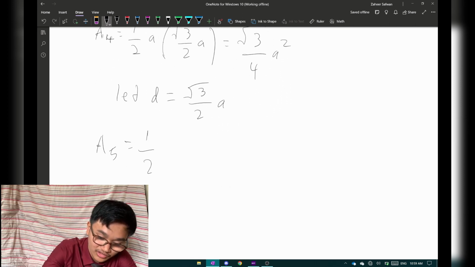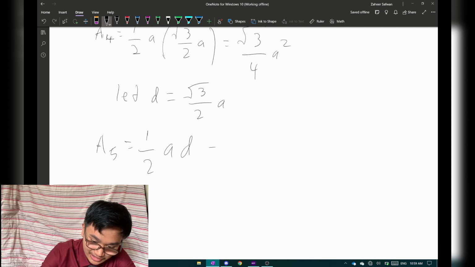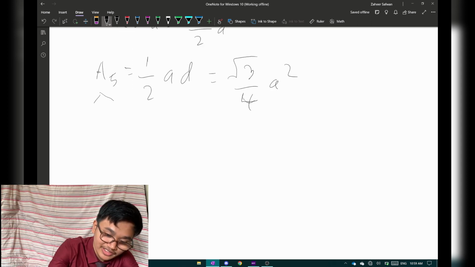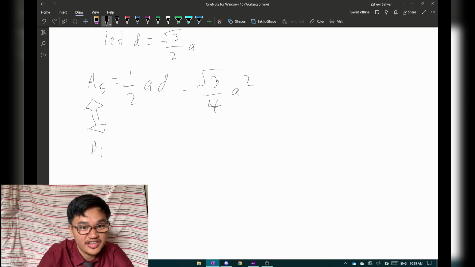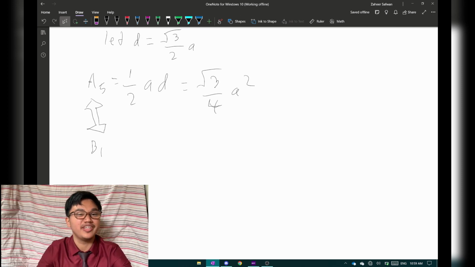So in the end we get 1 over 2 A D equals square root 3 over 4 A squared. And it is logically equivalent to B1. Even though it has different variables, it's the same thing. So that's all from me.